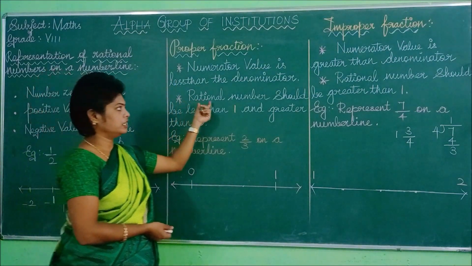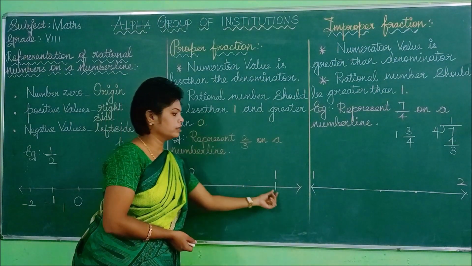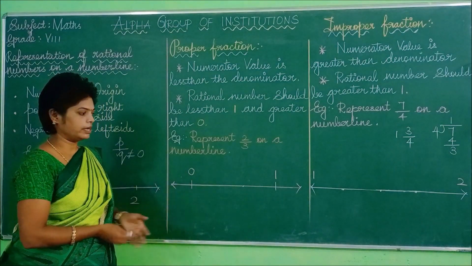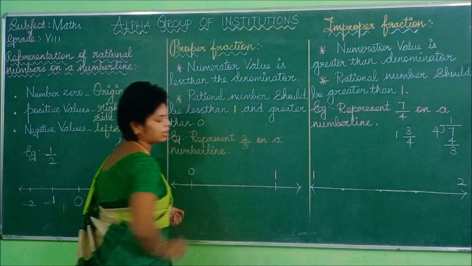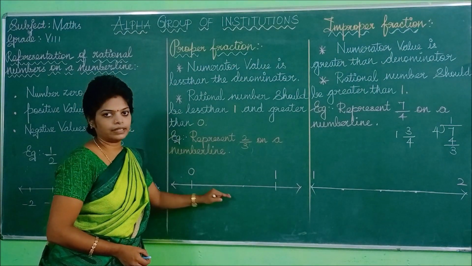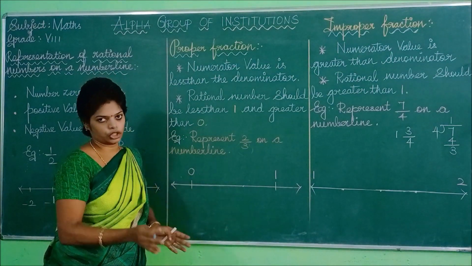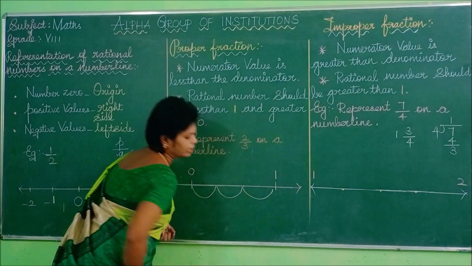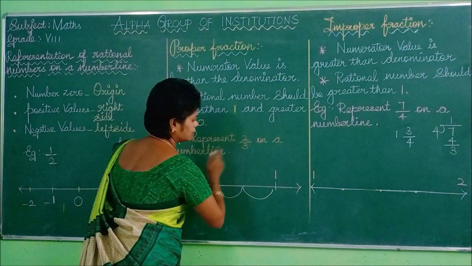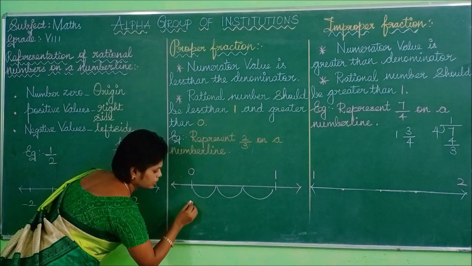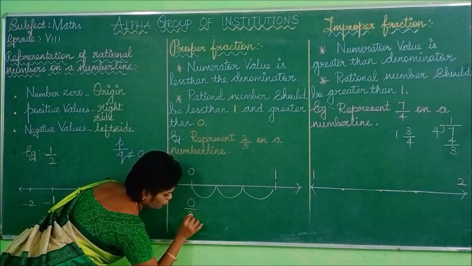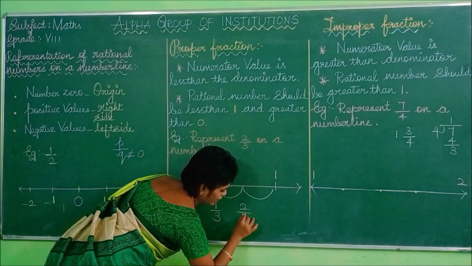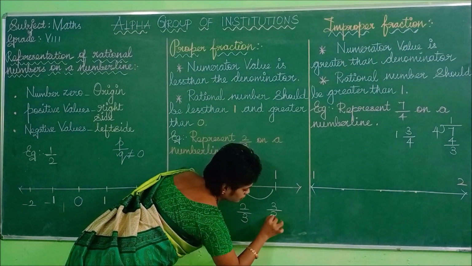If it is a proper fraction, the rational number should be less than 1 and greater than 0. So how do we represent this? The denominator here is 3. So you have to separate the 0 to 1 interval into 3 portions. This is one portion, 1, 2, another one, 3 portions. How can you write this? The first number is 0 by 3, the second value is 1 by 3, next 2 by 3, at last 3 by 3.